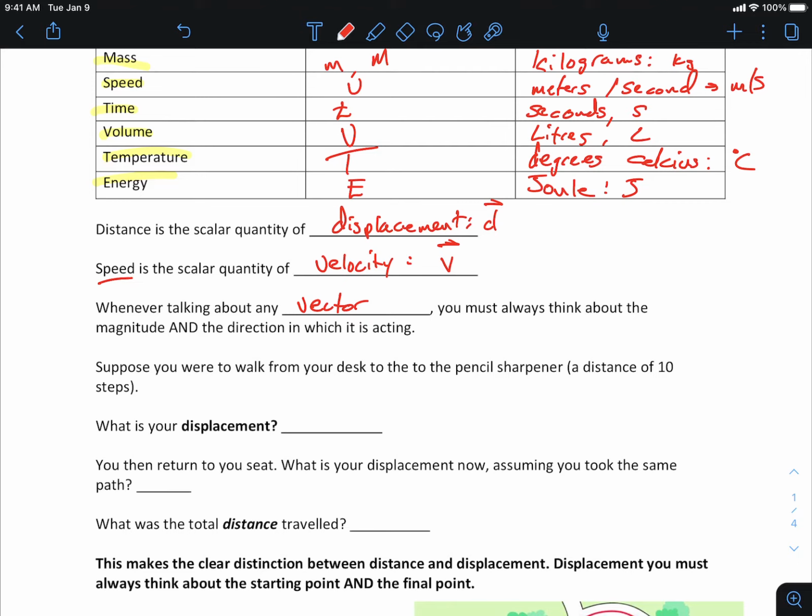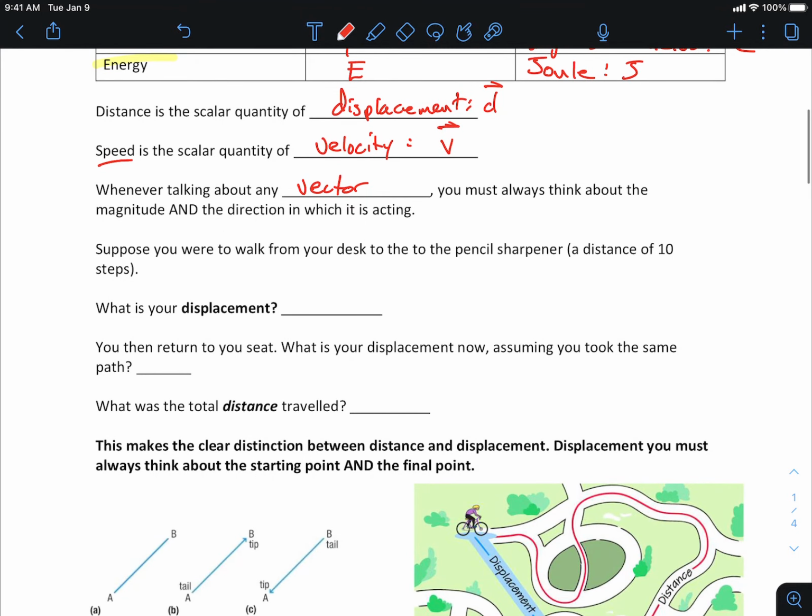Okay, so let's just suppose for a second. We're going to do more physicsy kind of questions in a sec. But what I'm going to try and do with this question is to clearly distinguish distance versus displacement. Suppose you were to walk from your desk to the pencil sharpener. It's a distance of 10 steps. What was your displacement? Well, relative to your desk, you walked 10 steps.